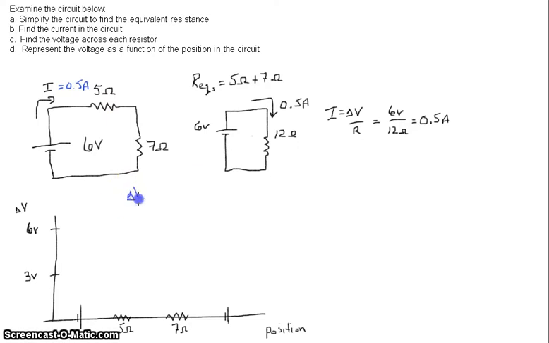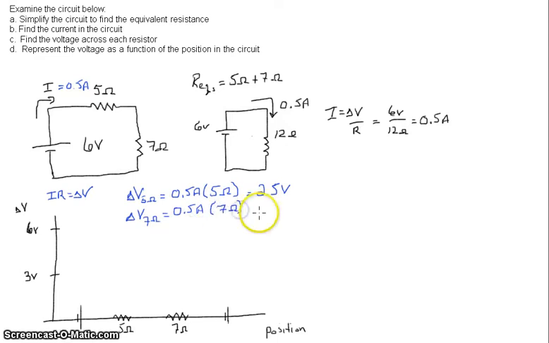For the voltage across the 5 ohm resistor, we know the current will be 0.5 amps. We know the resistance will be 5 ohms. So all I did here was take Ohm's law and rewrite this as I times R is equal to delta V. And this would then be 2.5 volts across the 5 ohm resistor. Then across the 7 ohm resistor, this would be 0.5 amps times 7 ohms is equal to 3.5 volts.